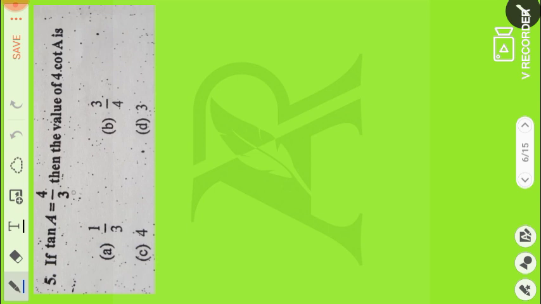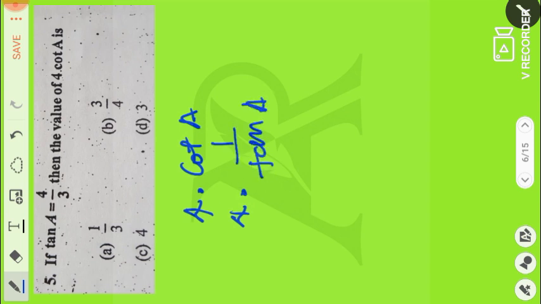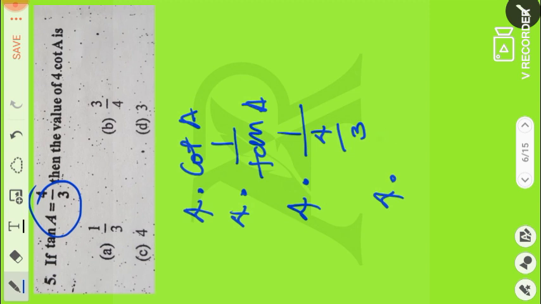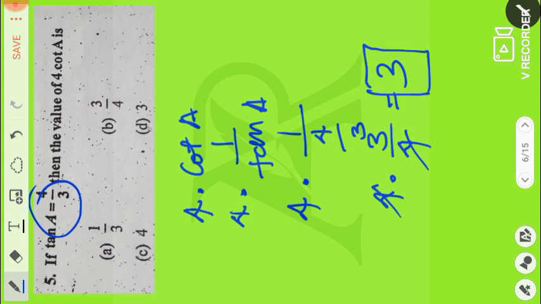Let us see the next question. If tan A equals 4 by 3, then the value of 4 cot A is. We need to find the value of 4 cot A. We know that cot A equals 1 by tan A. Therefore, I can substitute the value of tan A, 4 by 3, into this. It will become 4 into 1 by 4 by 3. Now if I take 3 up, it will become 4 into 3 by 4. 4 and 4 will get cancelled. I will be left with 3. Therefore, the answer is 3. Let us see the options. See option D. Option D, 3, is the correct answer.